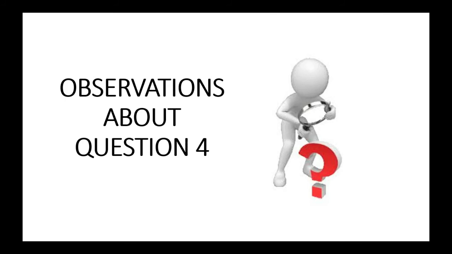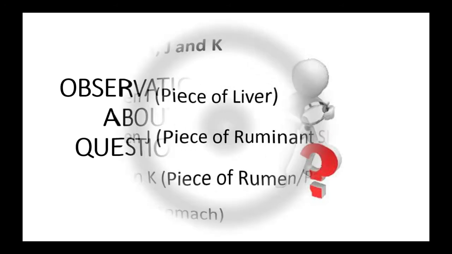In 4, a majority of the candidates could identify specimen I, which is a piece of liver. Specimen J is a piece of ruminant skin. Specimen K is a piece of rumen or part of ruminant stomach. In 4B, although most of the candidates were able to state the function of specimens I and J to the animal, they could not state functions of specimen K to the animal. Similarly, in 4C, majority of the candidates could not name the process involved in preserving fresh quantity of specimen L, which is milk. But you are going to have all the answers here.